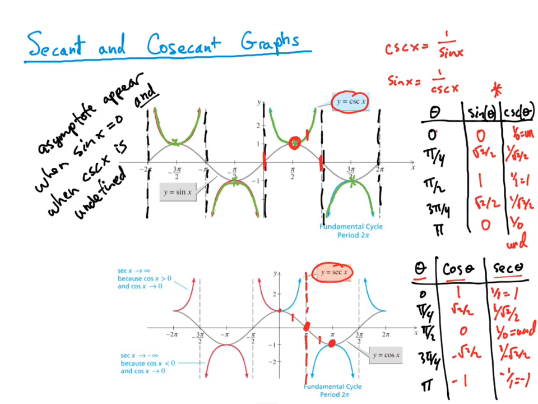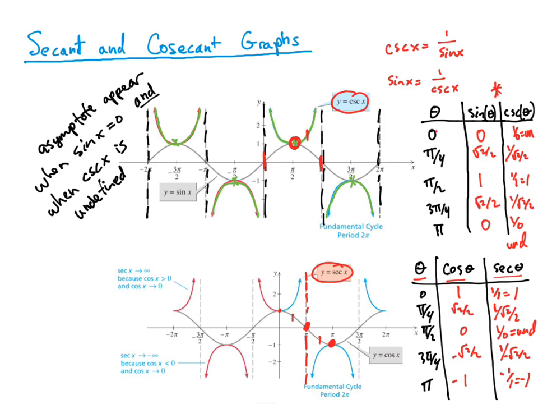What we need to be able to do in order to graph a secant or cosecant function is to first graph their reciprocals, so cosine and sine, and then from there we need to identify the asymptotes, and then we can graph the secant and cosecant functions.